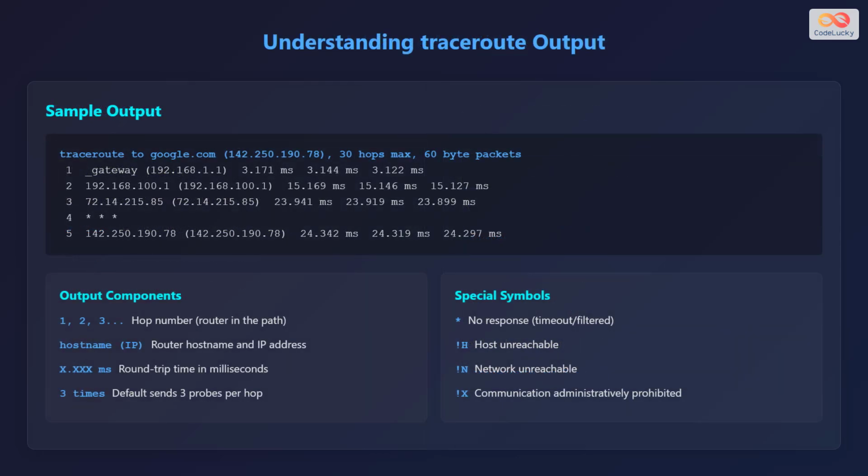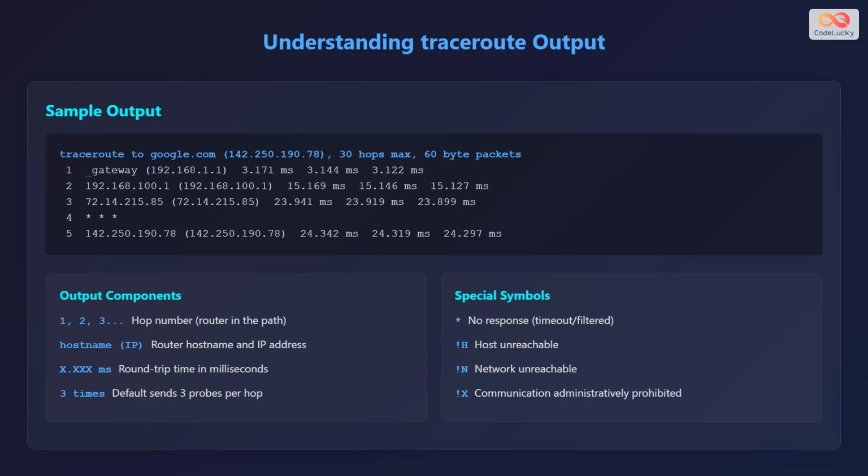A sample output from the Traceroute command would look like this: traceroute to google.com, followed by the IP address, 30 hops max, and 60-byte packets. The first column of numbers is the hop number, or router in the path. Next, you'll see the host name and the IP address. After that are the round-trip times in milliseconds. By default, Traceroute sends 3 probes per hop.